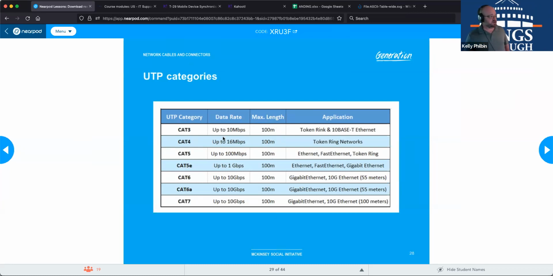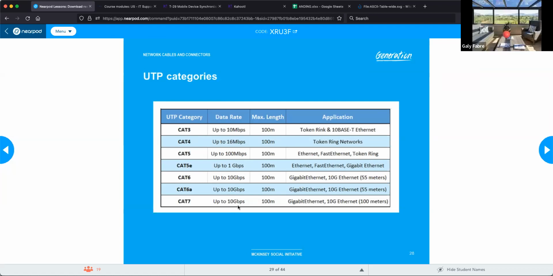But you do need to know your speeds. 10 megabits, 16 megabits, 100. Cat 5e gets you up to the 1 gigabit mark, which is nice. 6 and 6e gives us 10. And then 7 gives us 10, but it also has built-in shielding.